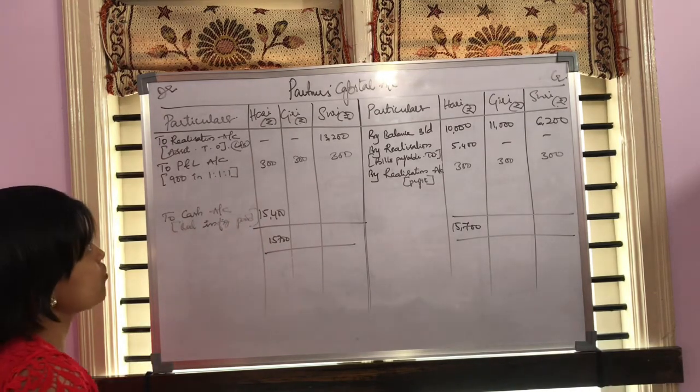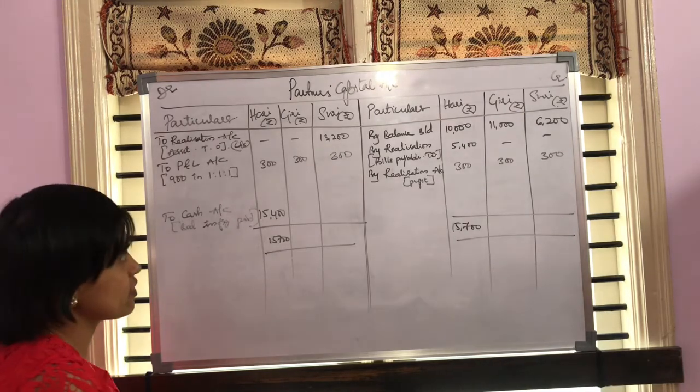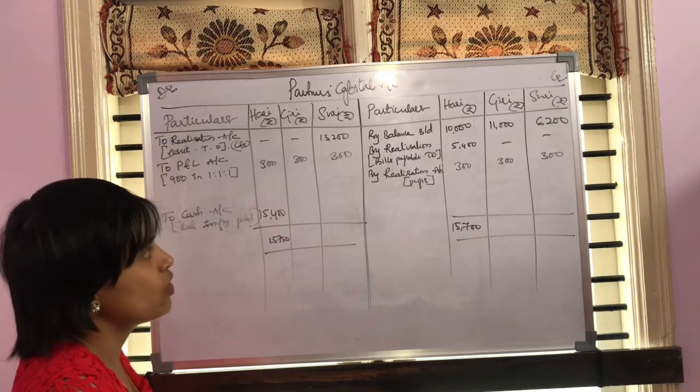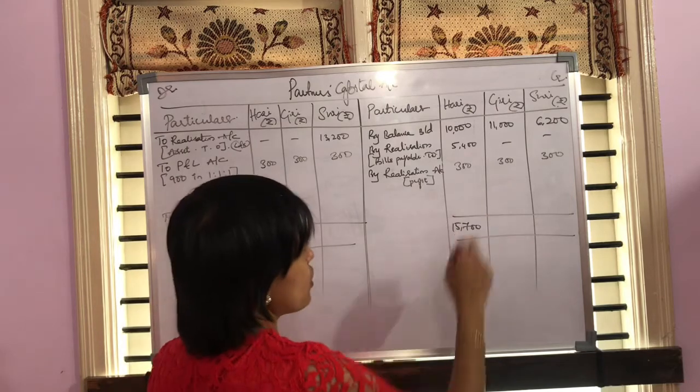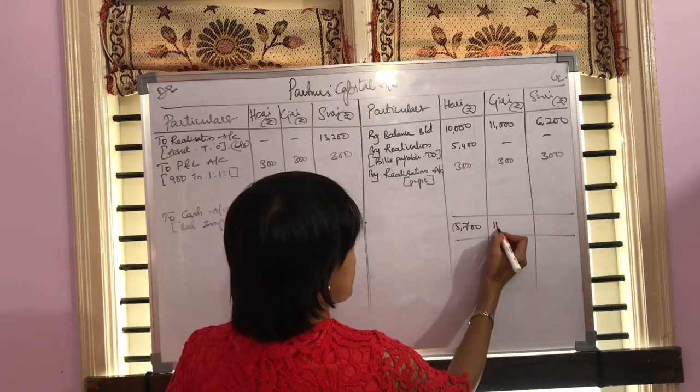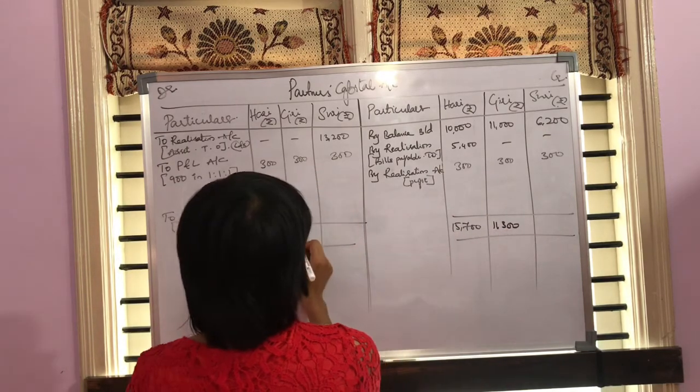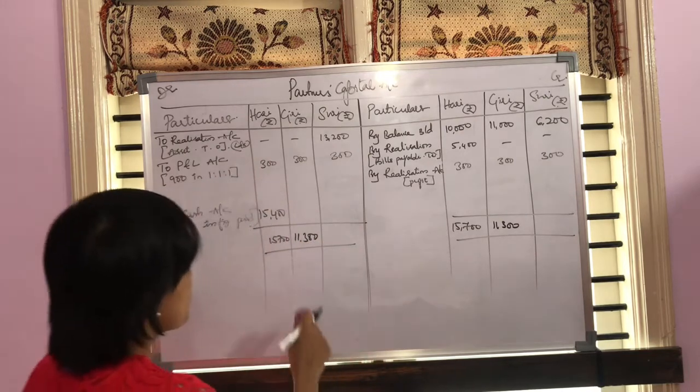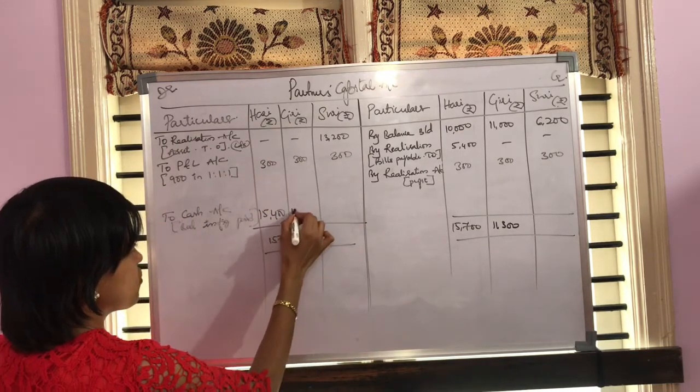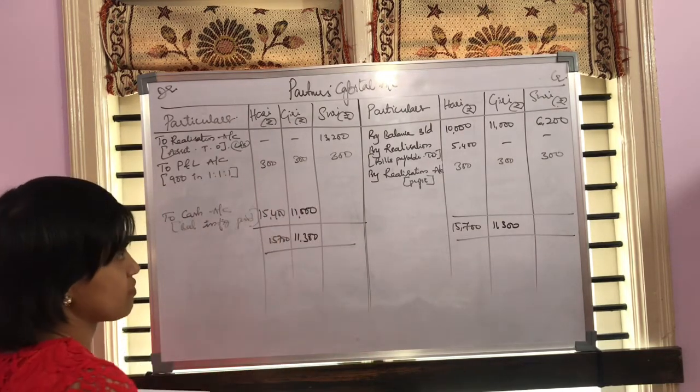In case of a debit side for Giri, we have got 300. On the credit side, we have got 11,300. So let's write the highest amount, 11,300 on both the sides. Minus 300, we will get 11,000 as the balance figure.